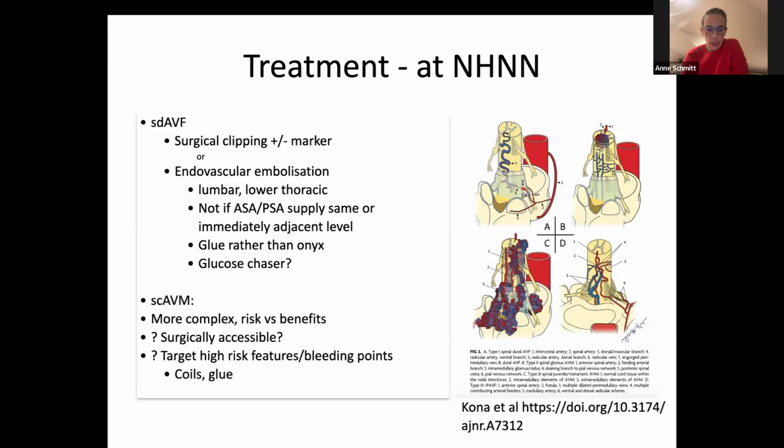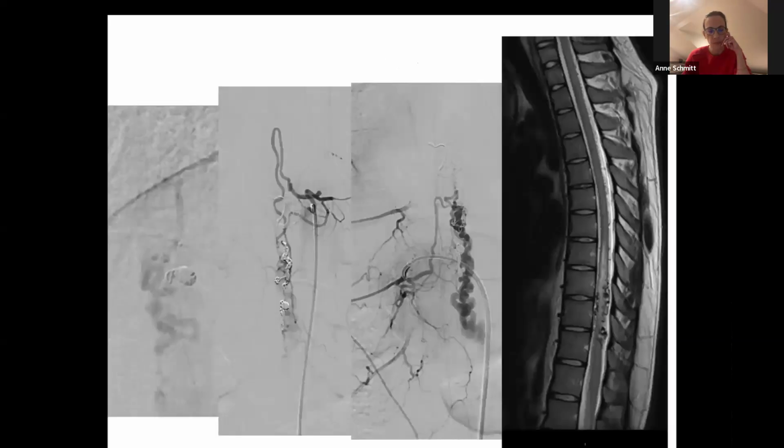What seems to be a common thing that we do at the moment is target high-risk features and bleeding points. How would we do that? Again, with coils, with glue. You need to get a wedge position in the sulcocommissural arteries, and then also coil intranidal or perinidal aneurysms. And that's the skateboarder that we discussed earlier. He had what looked like a high-flow lesion with a lot of prominent veins and a few intranidal aneurysms. So far he's had 2 treatments where we just try to take the heat out of the lesion by keeping the ASA open. So far he's done quite well.